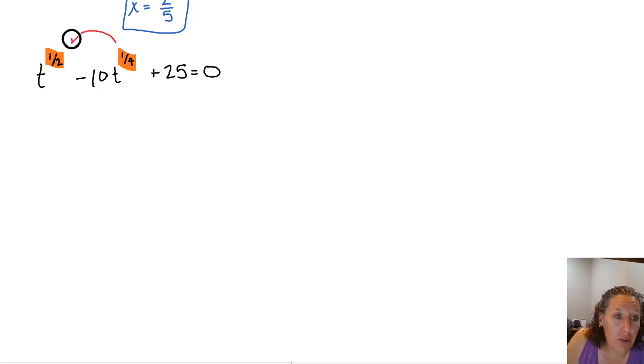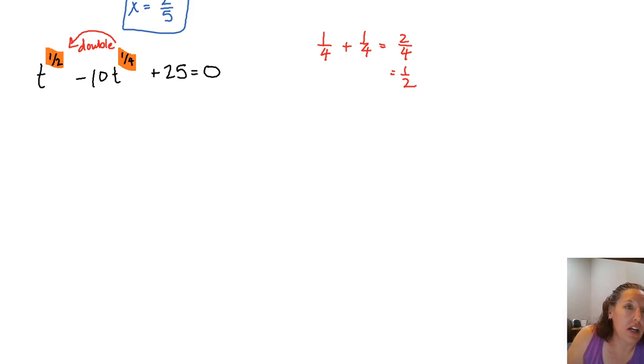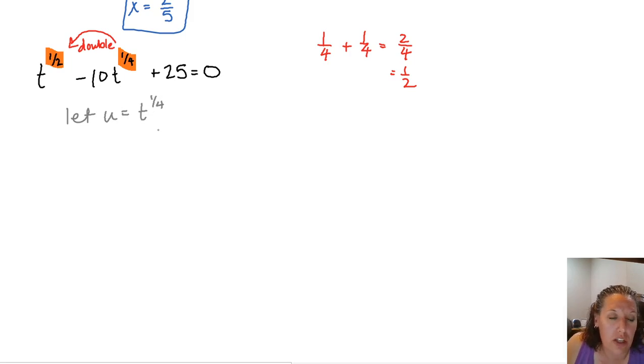1/4, if we double that, we do get 1/2, because 1/4 plus 1/4 equals 2/4, which reduces to 1/2. So students, I'll often see students thinking 1/4 is the bigger one, and they'll put that one out front. But just pay attention to fractions. The bigger the denominator, the smaller the fraction. All right, so on this one, we are going to let our u be t to the 1/4, because 1/4 is closer to 0 than 1/2.